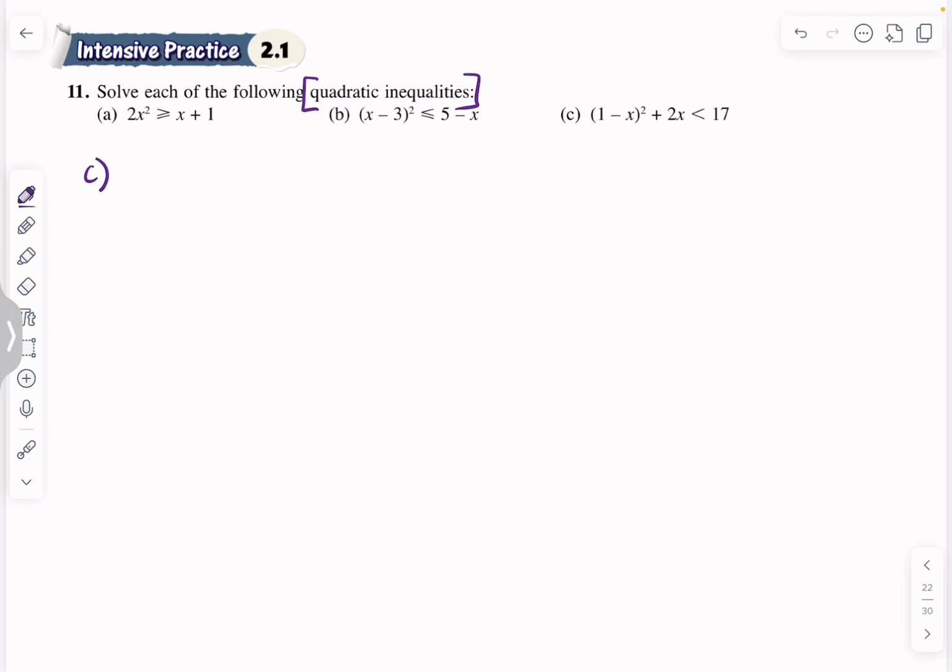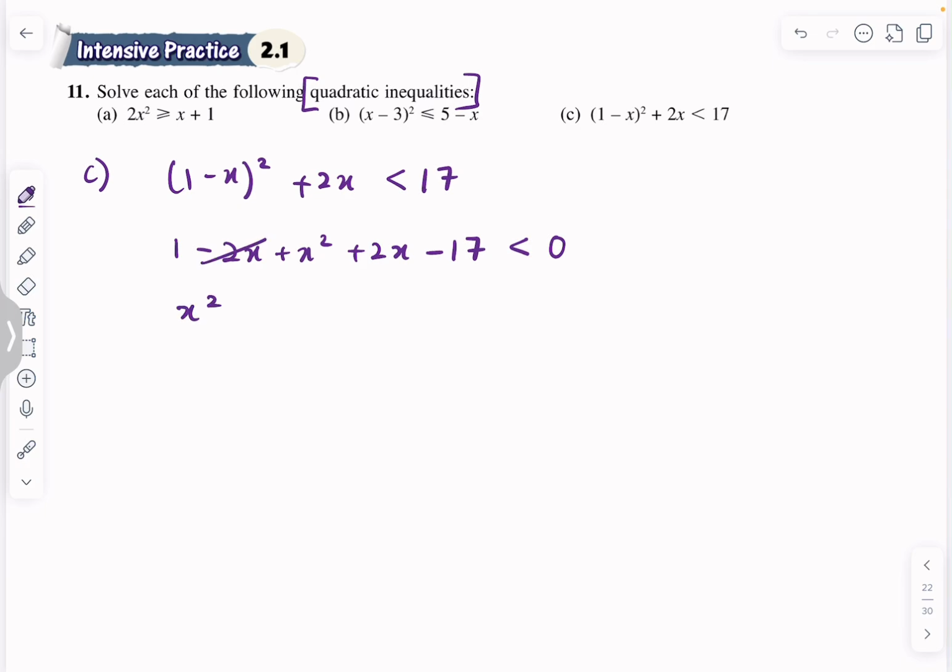Same thing, we expand first. So 1 minus x squared plus 2x less than 17. So when you expand this, you get 1 minus 2x plus x squared plus 2x minus 17 less than 0. Then we try to rearrange this. So x squared, negative 2x plus 2x will cancel off. 1 minus 17 is negative 16.